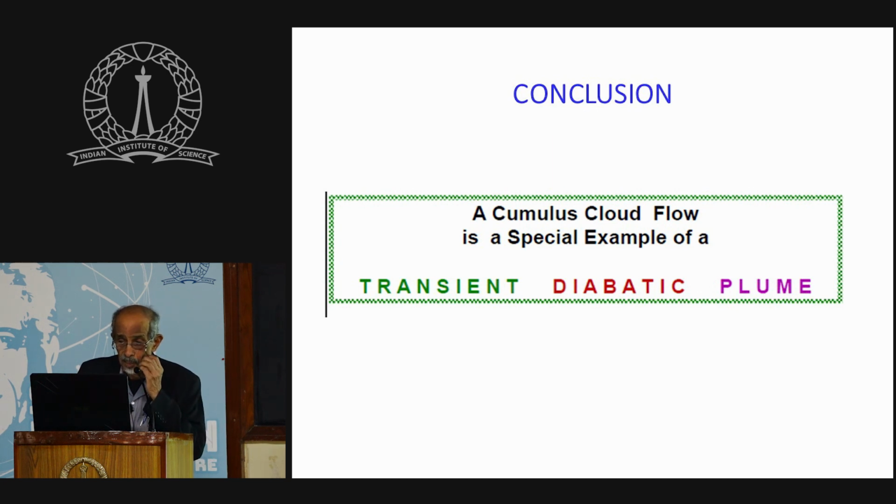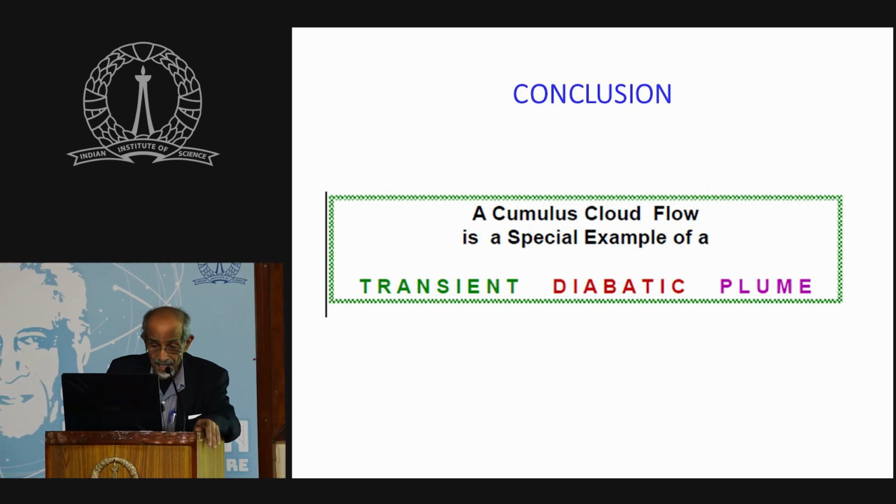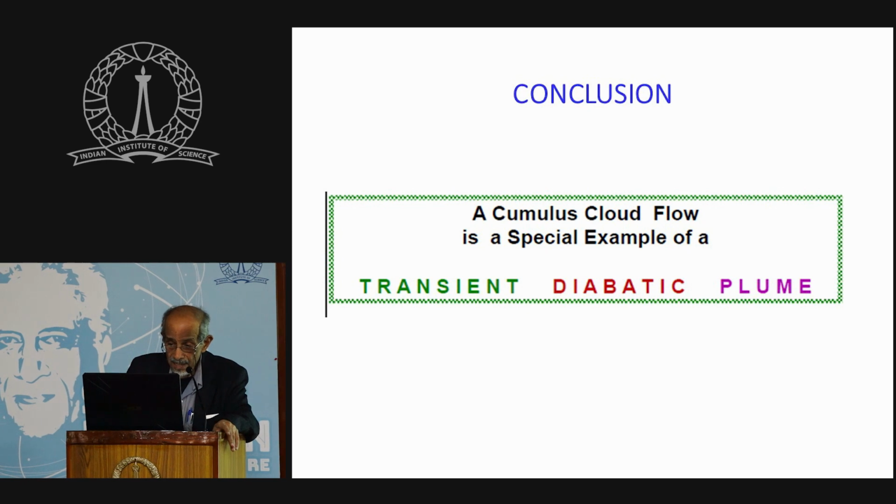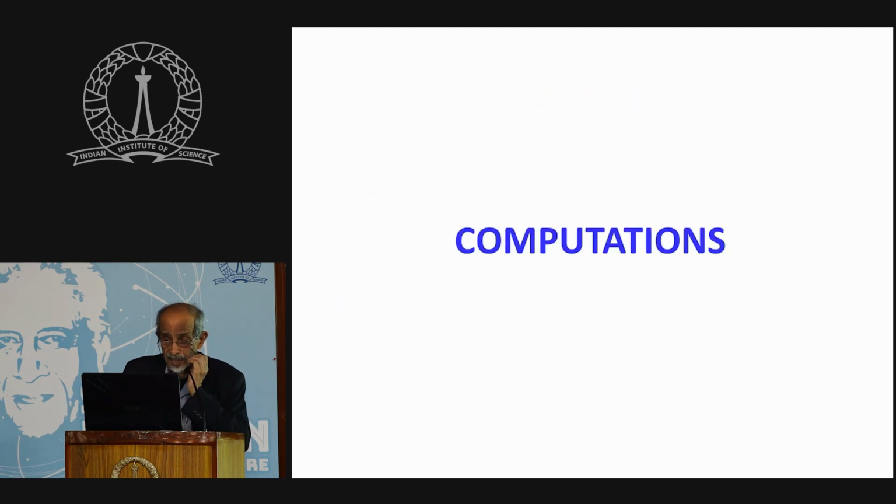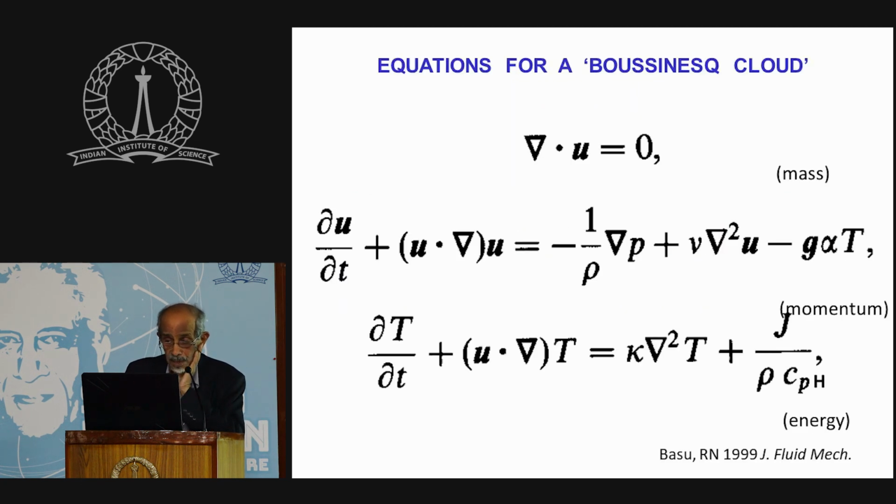So the conclusion from all of this was that the cumulus cloud flow is a special example of what we call a transient diabatic plume. It's transient, finite life, not steady state, diabatic because you put heat into it. Without that, it won't look quite like a cloud. Okay, we made computations. Here are the equations for a bubble cloud.